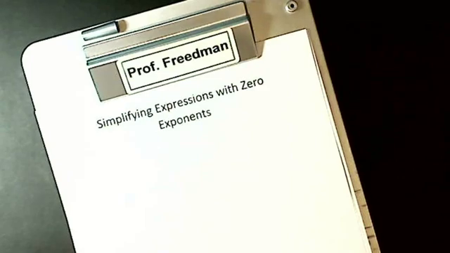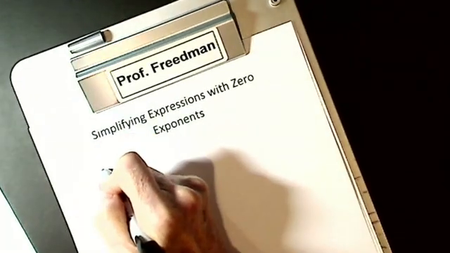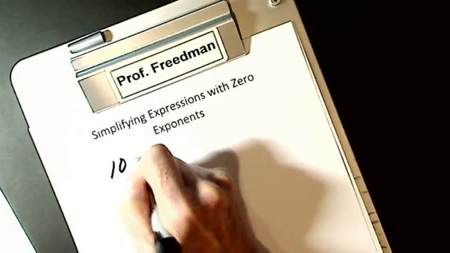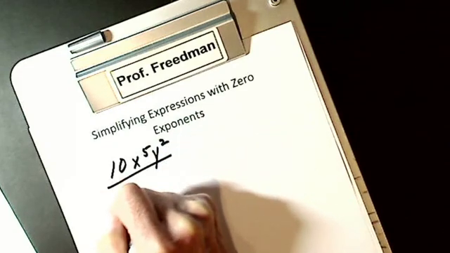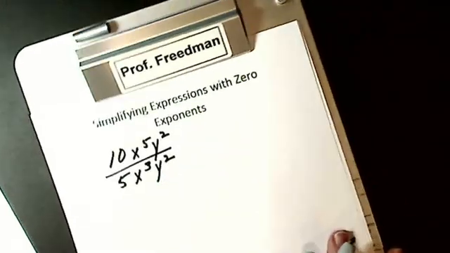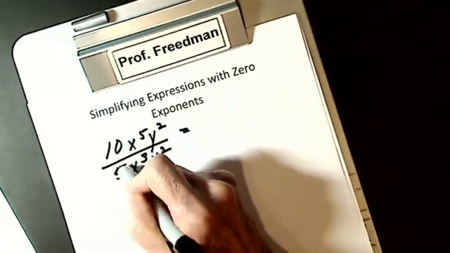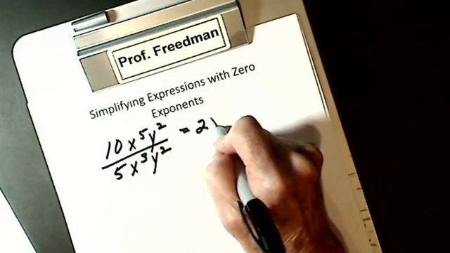Now we need to talk about simplifying an expression with a zero exponent. We said when we did exponents, let's say we had something like 10x to the fifth y squared divided by 5x cubed y squared. I divide coefficients, I get a 2. I subtract exponents, I get x squared.